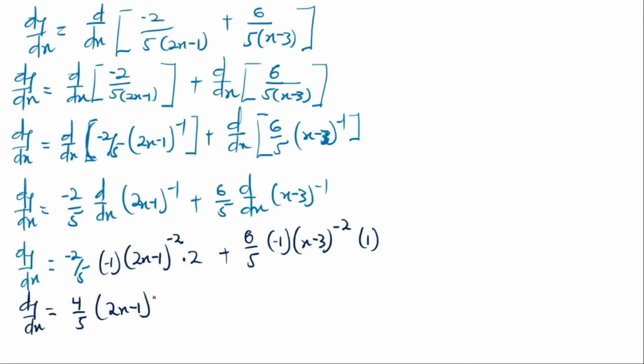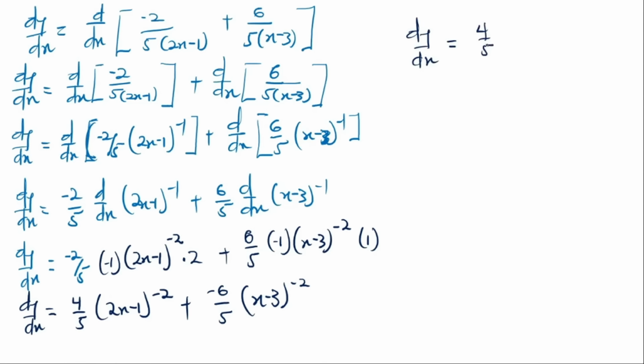2x minus 1 raised to the power negative 2. Then plus 1 multiplied by negative 1 is what? Negative 1 multiplied by 6 on 5 is what? Negative 6 on 5. So we have negative 6 on 5. Then x minus 3 raised to the power negative 2. So finally our dy/dx is now equal to what?